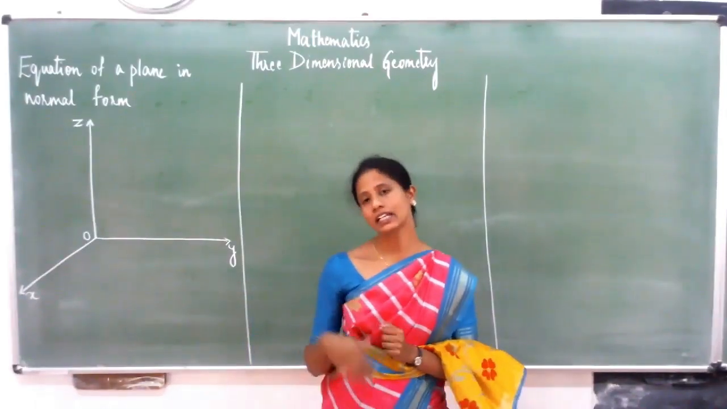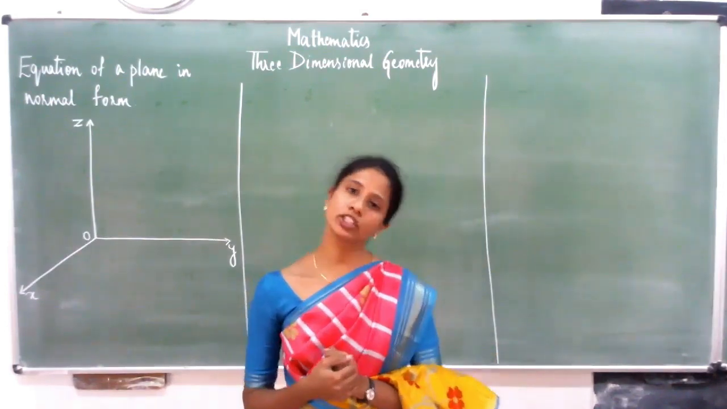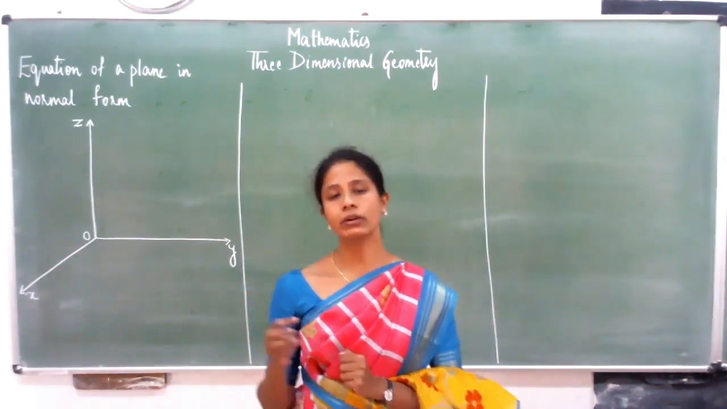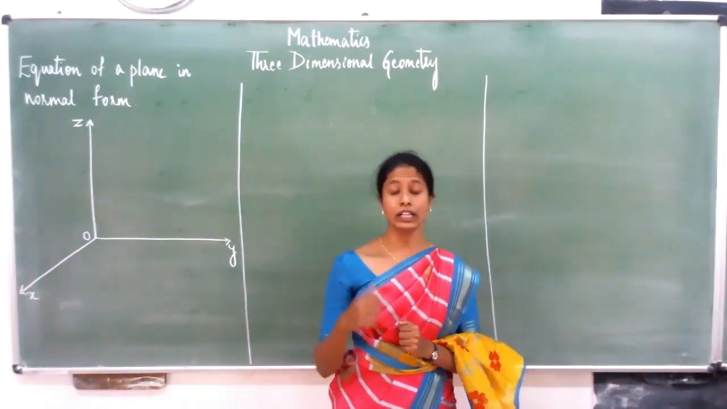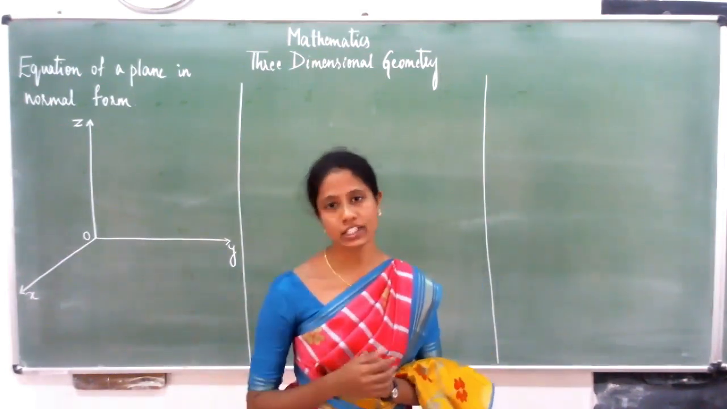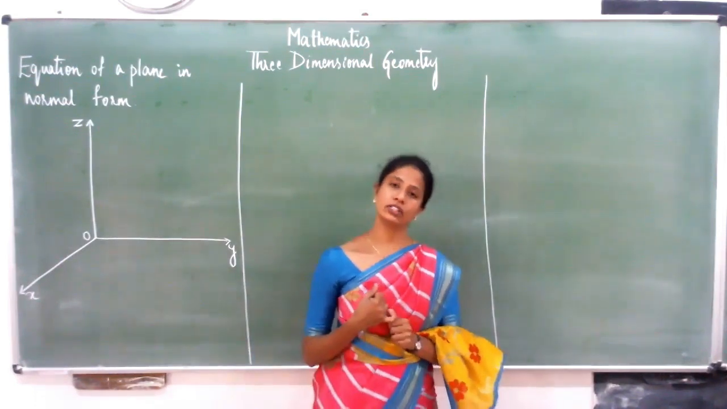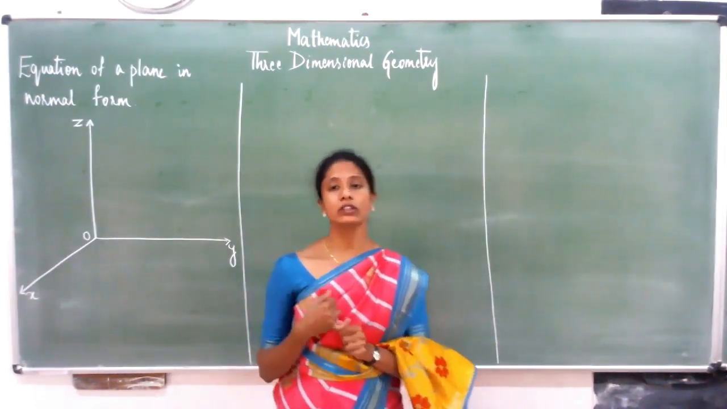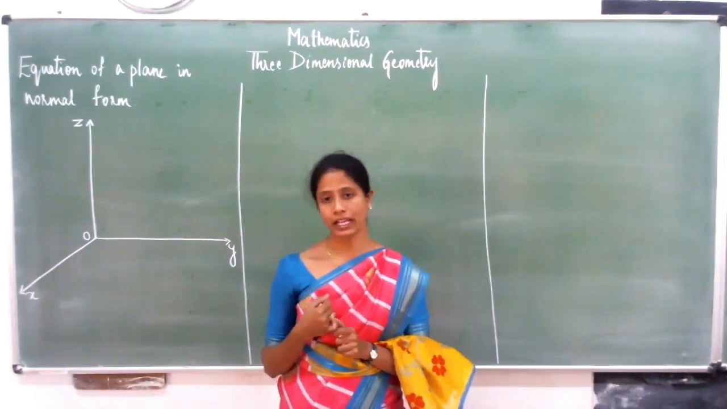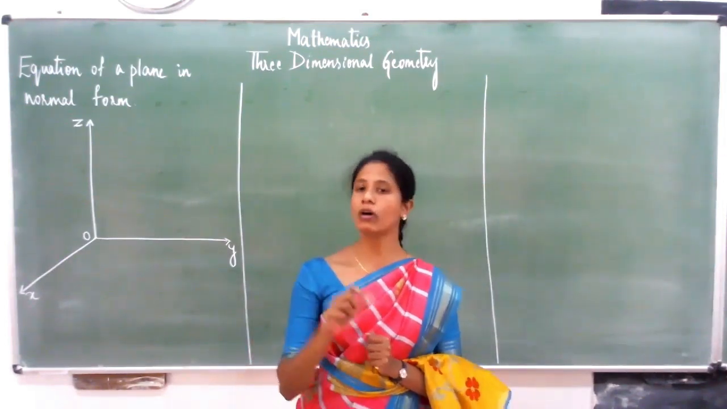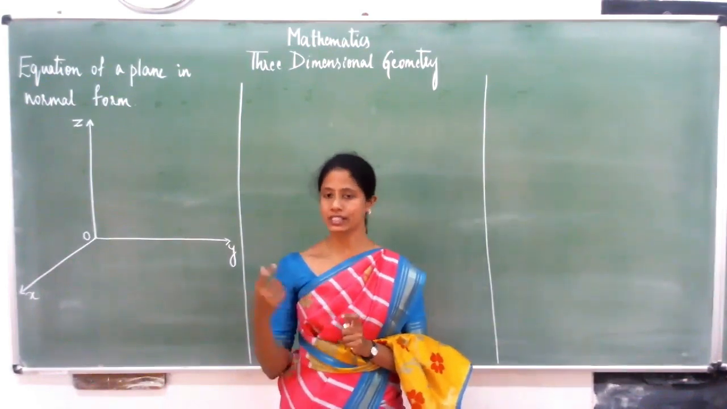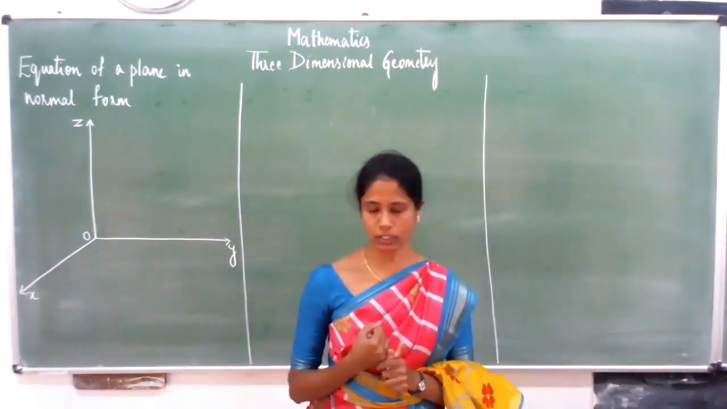In today's class, let us derive the equation of plane. The equation of a plane can be derived if we know any one of the following three conditions. First, if we know the normal, that is the perpendicular to the plane, and also the distance of this perpendicular from origin to the plane. If we know this, then we are able to find the equation of the plane.